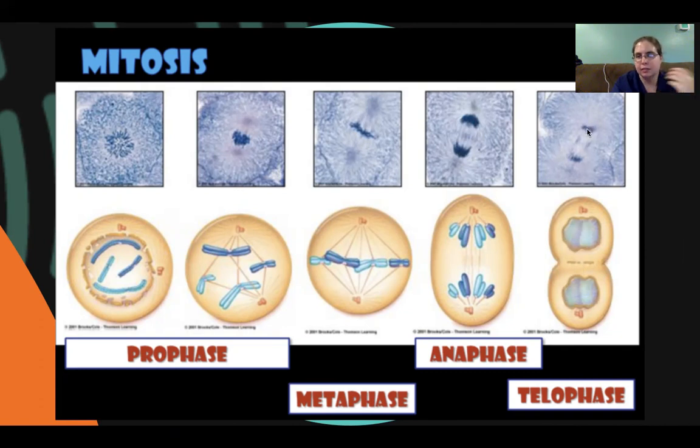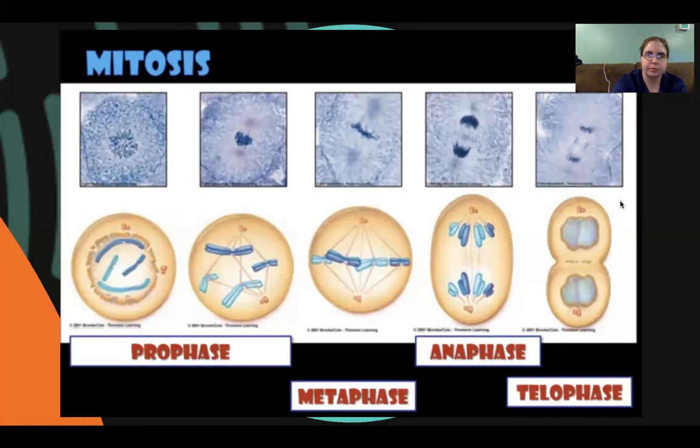The cell membrane starts to pinch in, causing the cytoplasm and organelles to stream to both ends. So notice this. Chromosomes aren't as visible here, and we can also see the pinching in of cytokinesis.